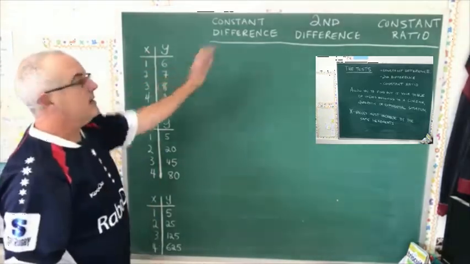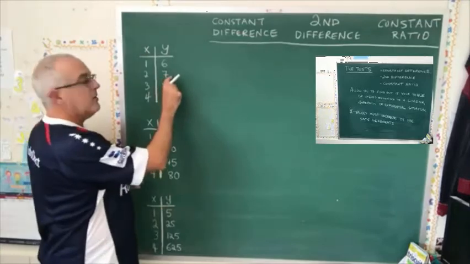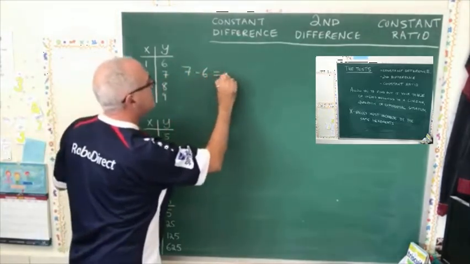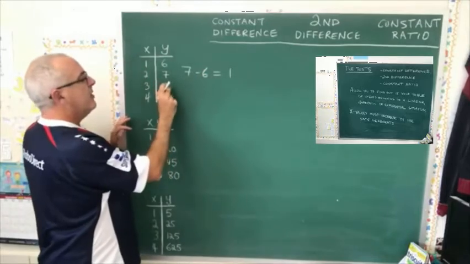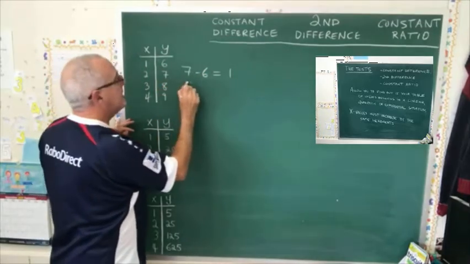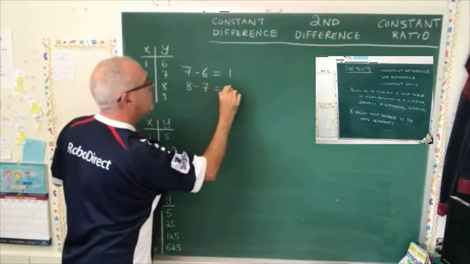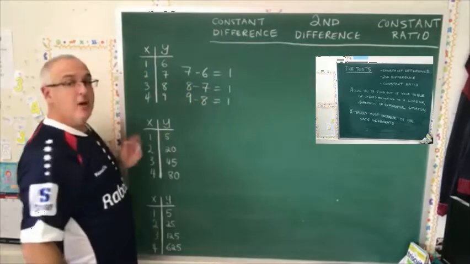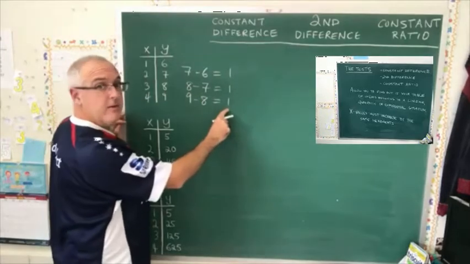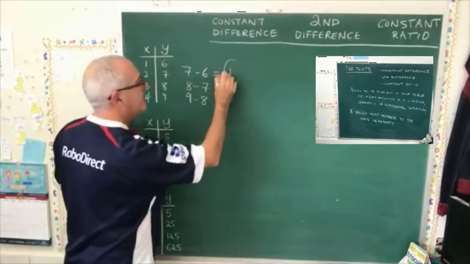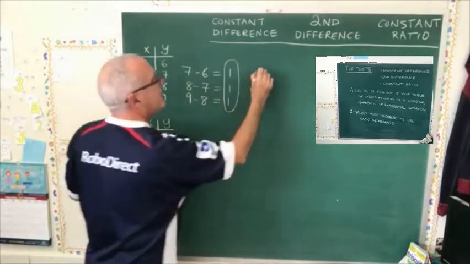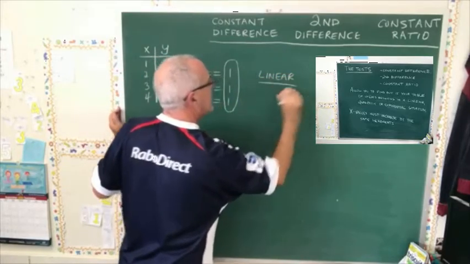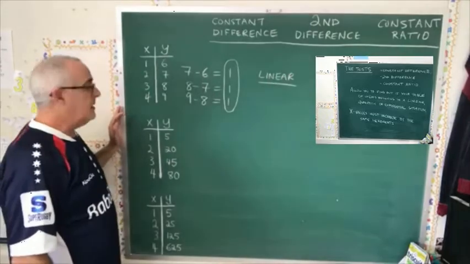Let's start with constant difference. That simply means we take the second y and subtract the first. 7 minus 6 equals 1. Third y minus the second. 8 minus 7 equals 1. 9 minus 8 equals 1. I am constantly getting the same difference, which is the 1. Therefore, this is linear, and I don't have to do the other 2 tests.